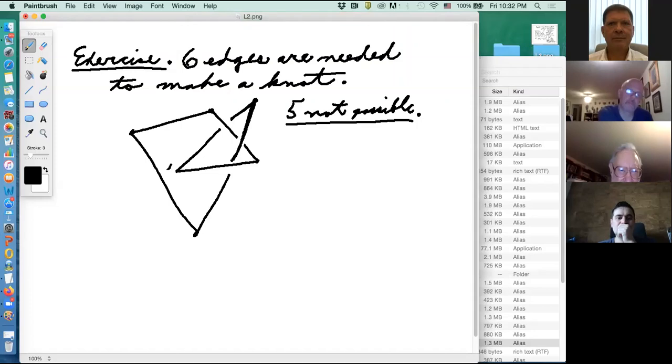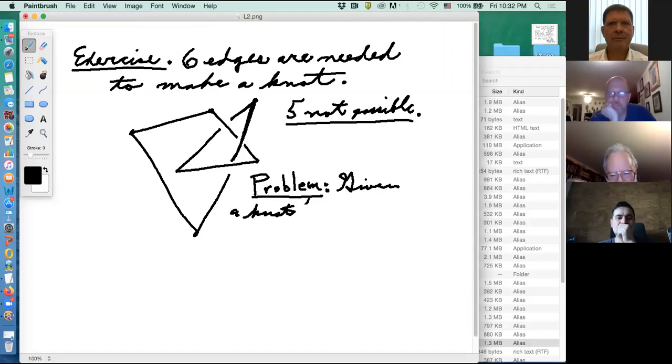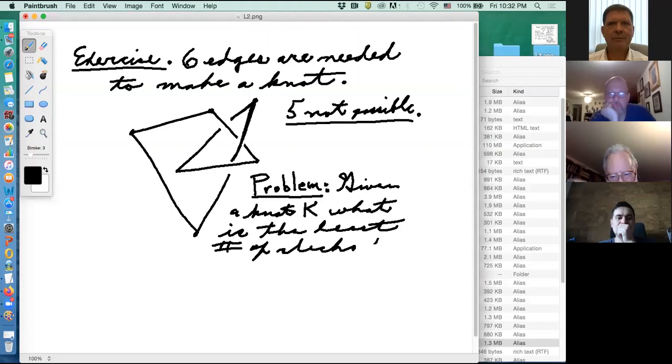And of course, there is an interesting problem here. And the problem, which is not fully solved by any means, is: given a knot K, what is the least number of sticks needed to make K? So in the case of the trefoil knot, 6 is the answer.